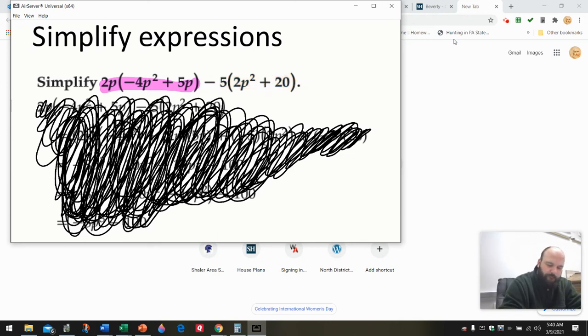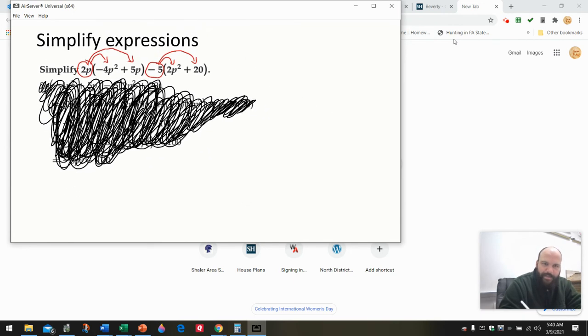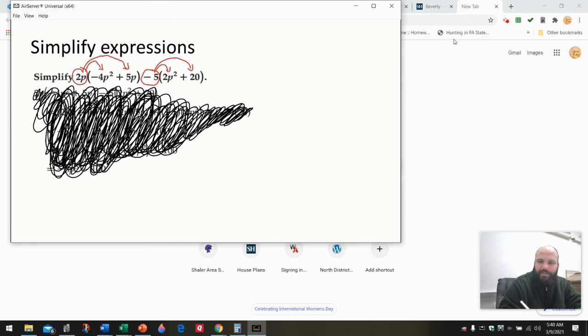So let's try it. This 2p right here is distributing to the negative 4p squared and the 5p. But then we have a second distributive problem. This negative 5 has to distribute to the 2p squared and the 20, like that. So we have two different distributive properties that need to be done before we can begin to actually condense this problem down.